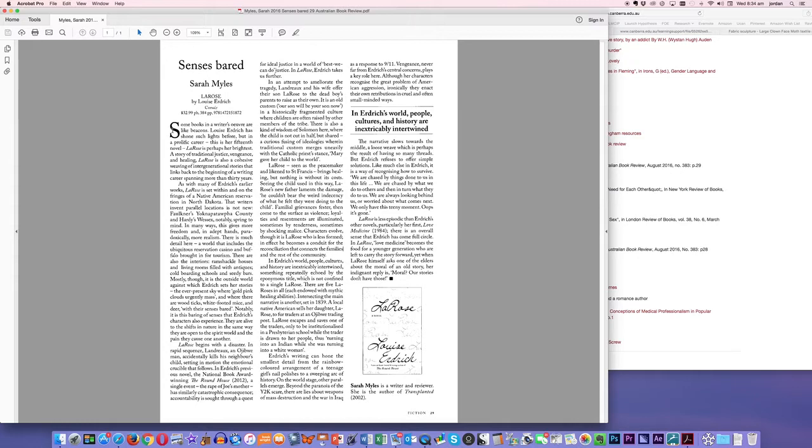Okay, so the first paragraph, we can see it's not like an argumentative essay. So it's not this first sentence: some books in a writer's oeuvre are like beacons. And the next: Louise Erdrich has shone such lights before, but in a prolific career, this is her 15th novel, La Rose is perhaps her brightest.